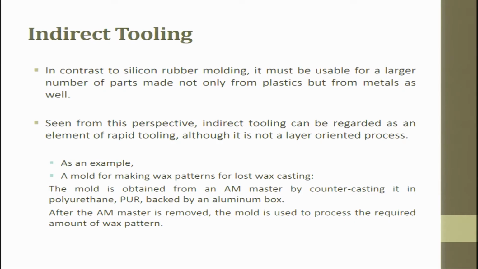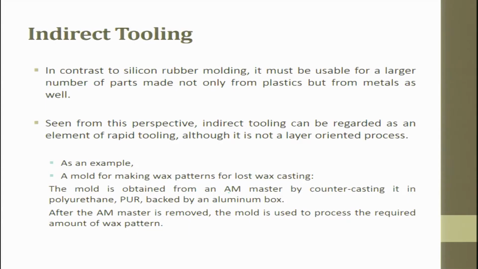Okay. As an example, a mold for making wax patterns of lost wax casting is done through this. So, lost wax casting is where you make a pattern and then from that you try to make a mold. Okay. The mold is obtained from an additive manufacturing master by counter casting it in a polyurethane, PUR, and then you back it with an aluminum box. After the AM part is removed, the mold is used to process the required amount of wax patterns.